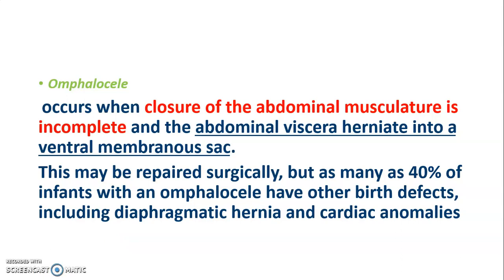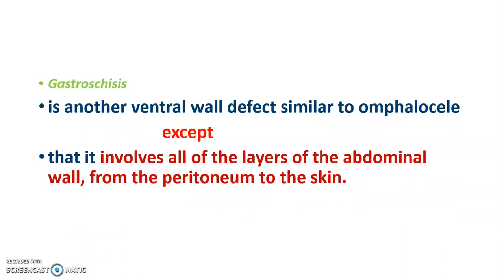Omphalocele occurs when the closure of the abdominal musculature is incomplete. So, the abdominal musculature is incompletely closed, leading to abdominal viscera herniating into a ventral membranous sac. This may be repaired surgically, but as many as 40% of the infants with an omphalocele have other birth defects, including diaphragmatic hernia and congenital anomalies.